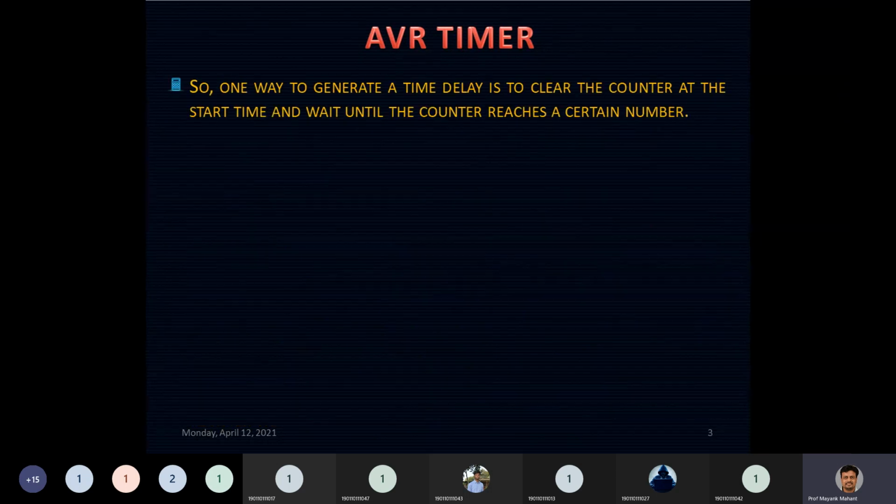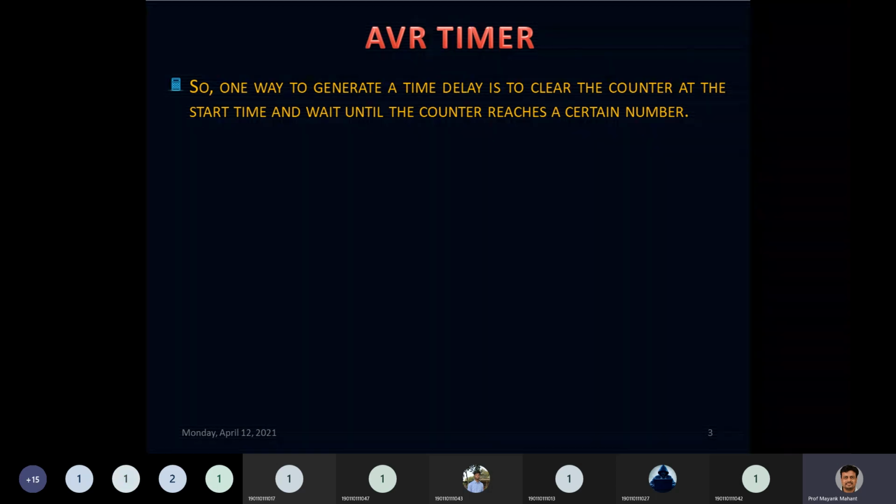One way to generate a time delay is to clear the counter at a start time and wait until the counter reaches a certain number. This is the most basic way to generate a delay. We clear the content of the counter register, start the counter, and keep comparing the counter value with some calculated value, and when that happens we will know that this is the exact amount of time. All this can be done with the help of flags, which we will discuss later: a flag which is raised when the counter overflows or when the match occurs.